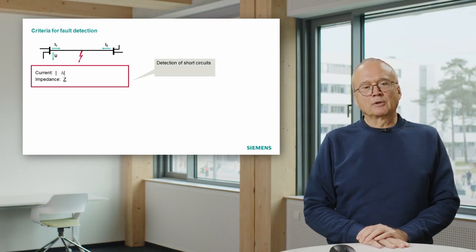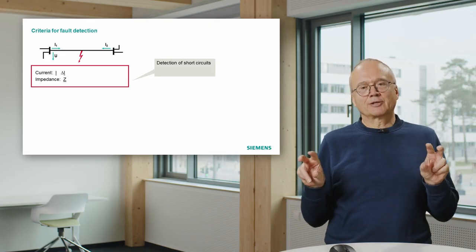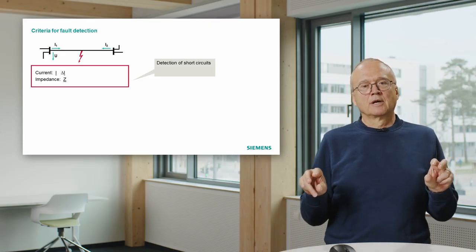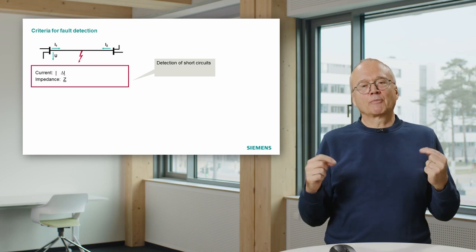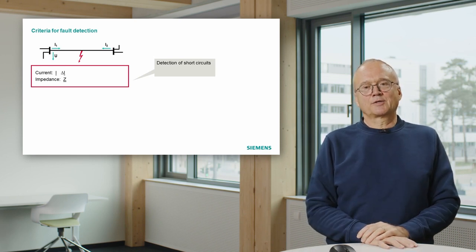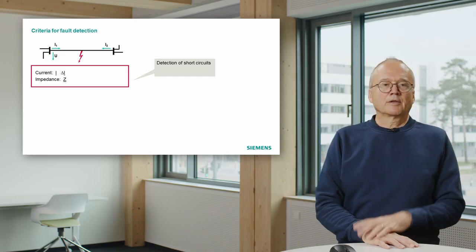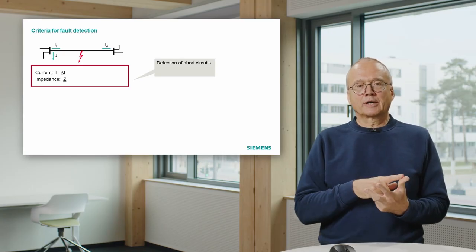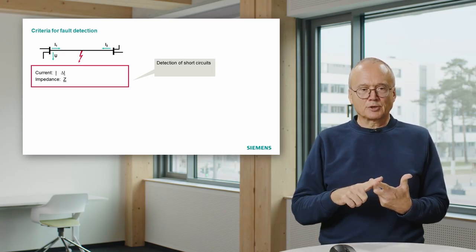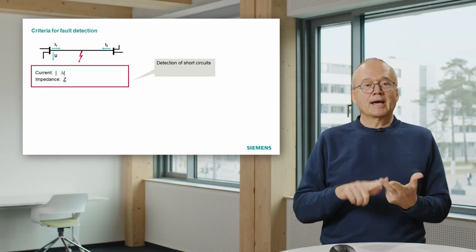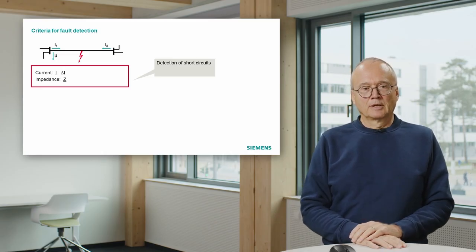And the third principle is based on a current difference. That means we measure the current at two different locations and compare them, and from that we try to find out: is there a fault on the line or not? That principle is called the current differential protection. That means we have three different principles to detect short circuits: the overcurrent principle, the distance principle based on the impedance, and the current differential.